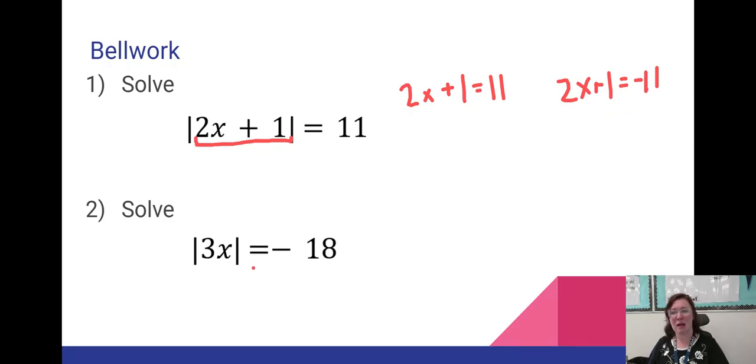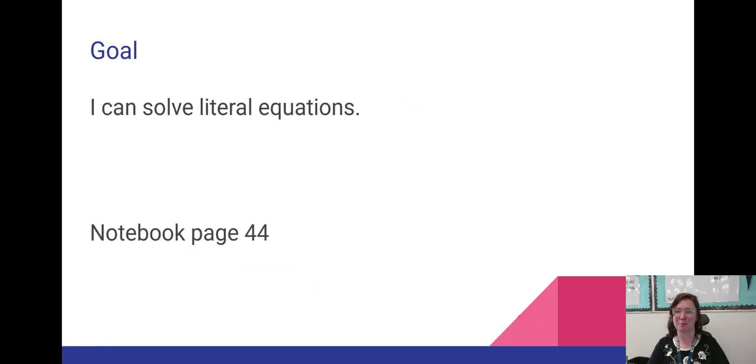Now this one, we have the absolute value of something equals negative 18. This one's not possible. There is no number we could plug in here, then take the absolute value and get a negative answer. Just not possible.